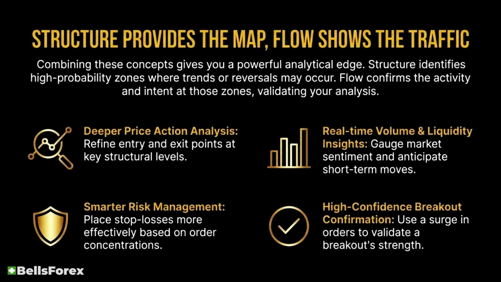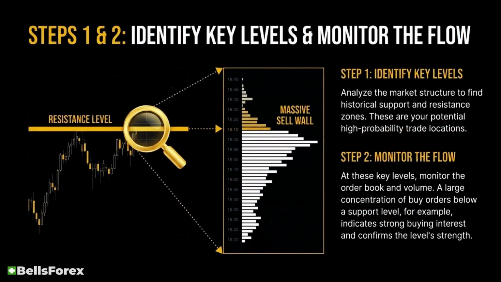That leads us perfectly into the actionable framework. We've distilled a 5-step playbook from the sources on how you actually connect the map to the radar. Okay, step 1. Identify key levels. This is pure structure analysis. You find your historical support and resistance, but then you immediately look at the order book at those levels to see if there's any significant liquidity already waiting there. You're confirming its strength.